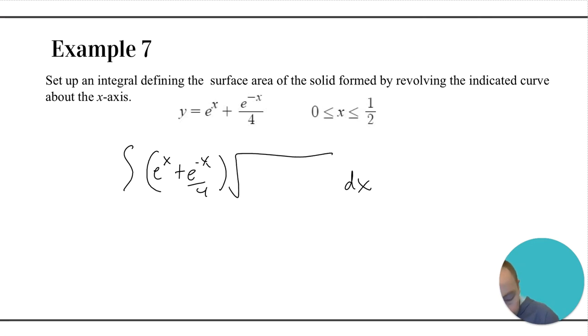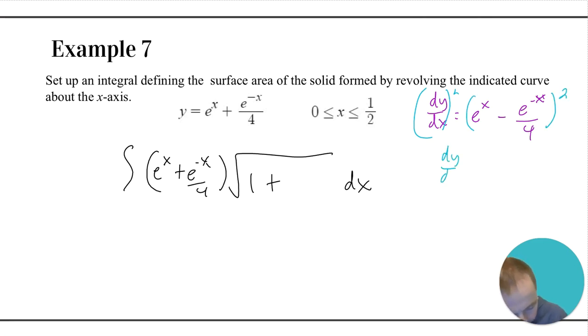And then you need the square root of 1 plus your derivative squared, right? So let's find the derivative. dy/dx is going to be e to the x, and then e to the negative x is e to the negative x, but because of chain rule you have to multiply by the derivative of negative x, which is negative 1, so it becomes minus e to the negative x, all over 4. And then you have to square that.